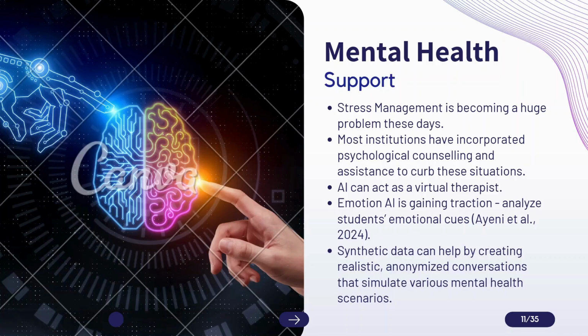Also, on a higher level, emotion AI in general is gaining importance, where AI systems can be used to analyze students' emotional cues in the classrooms to better understand their mental state and assist educators in helping them. For such applications, synthetic data can help by creating realistic, anonymized conversations that simulate various mental health scenarios students may encounter, such as stress during exams, feelings of isolation or anxiety, and then use this synthetic data for training AI models to respond with empathy.